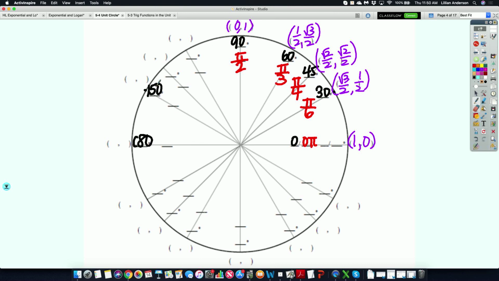What's 45 away from 180? 135. And then what's 60 away from 180? 120. And those are the degrees of your second quadrant. Okay? It works the exact same way for the third quadrant and the exact same way for the fourth quadrant.